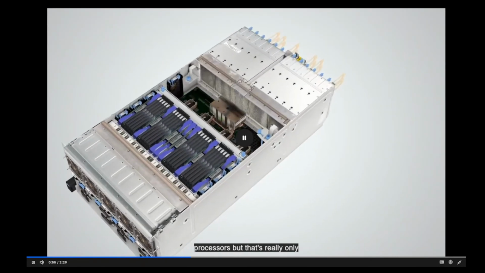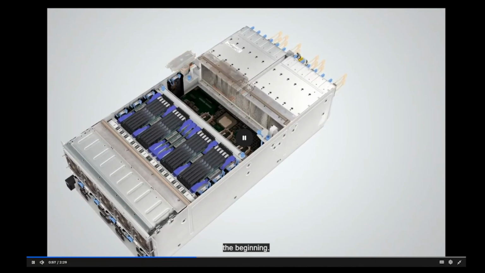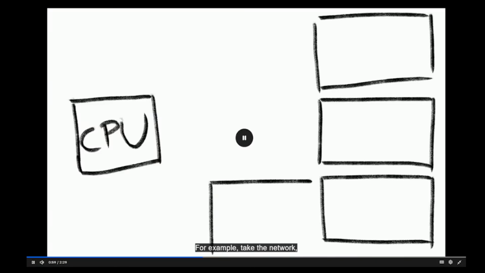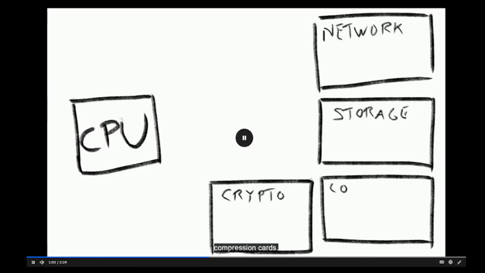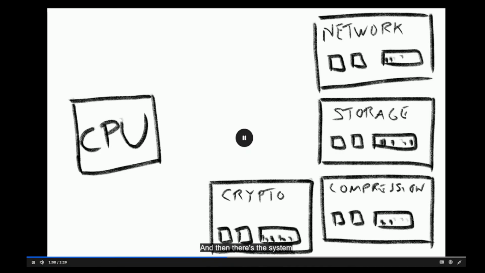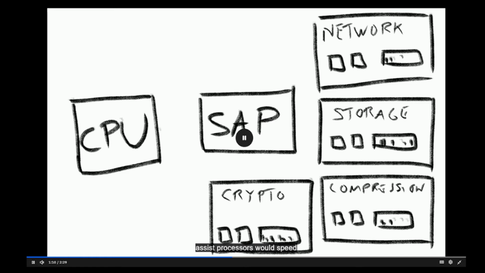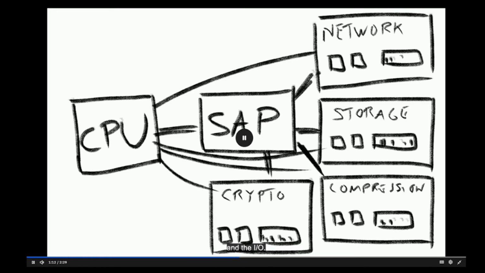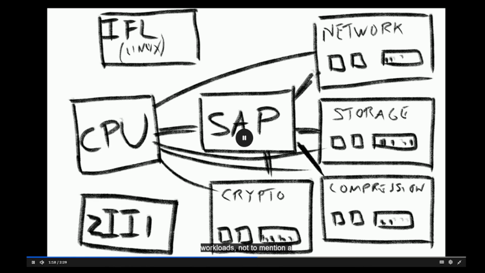Inside the Z, you'll find a ton of processors, but that's really only the beginning. For example, take the network, storage, crypto, and compression cards. Each specialty card has its own optimized processors and memory. And then there's the system assist processors, which speed up data transfer between the OS and the I/O. Keep digging, and you'll find processors which excel in running Linux, Java, and other workloads, not to mention a handful of spare processors, which are there to power on just in case an error is detected.